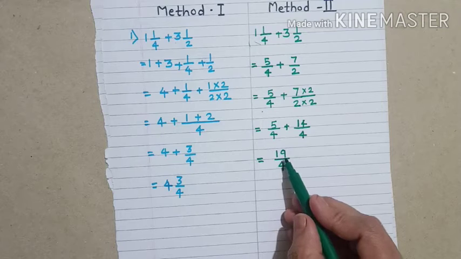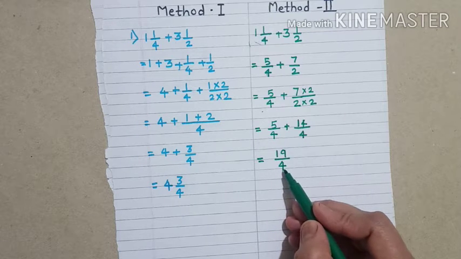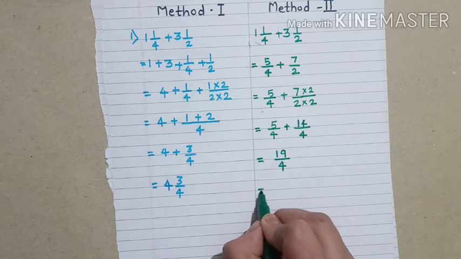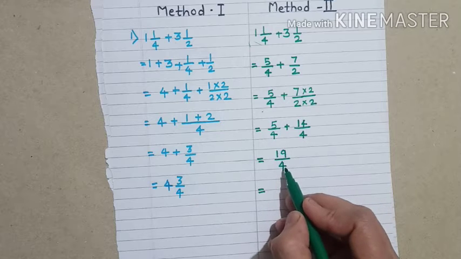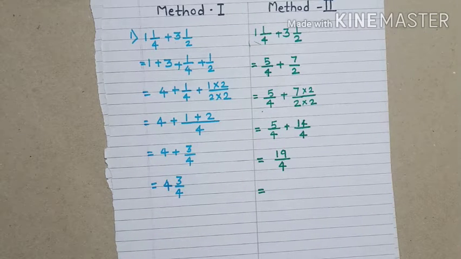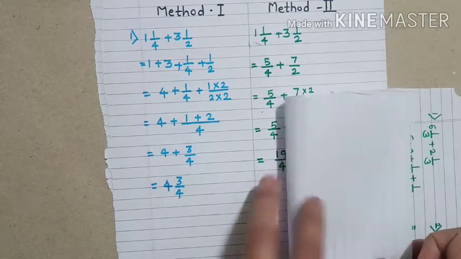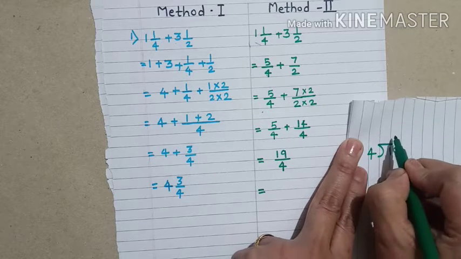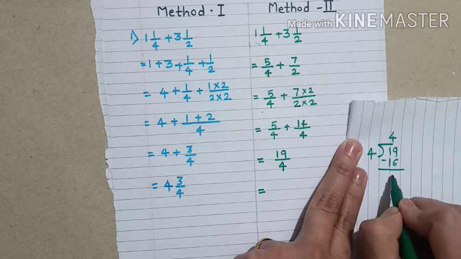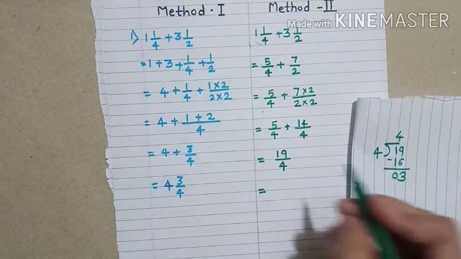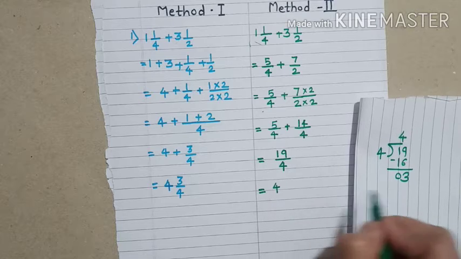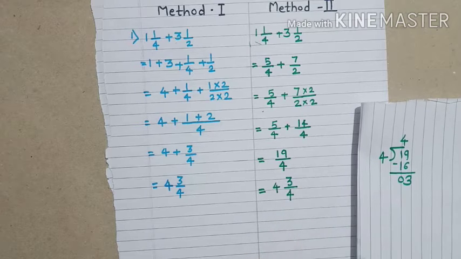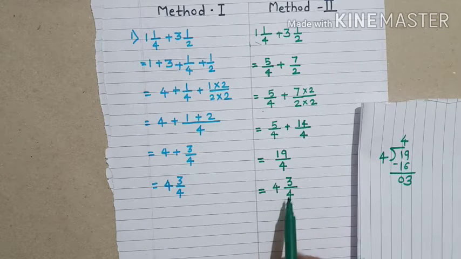Again here this is improper fraction. Now we are going to convert this improper fraction into mixed number or mixed fraction. So if we divide 19 by 4, 4 fours are 16, the remainder is 3. So the quotient is 4, so write quotient first, then the remainder is 3, so write 3 and the divisor 4 here. So the answer is 4 integer 3 upon 4.